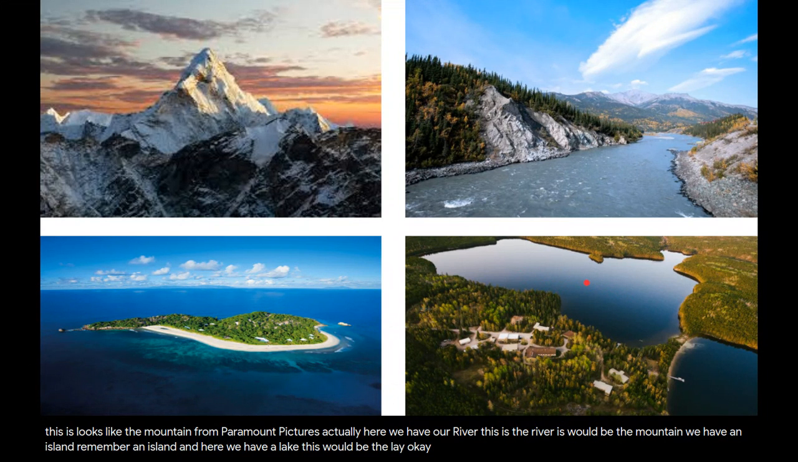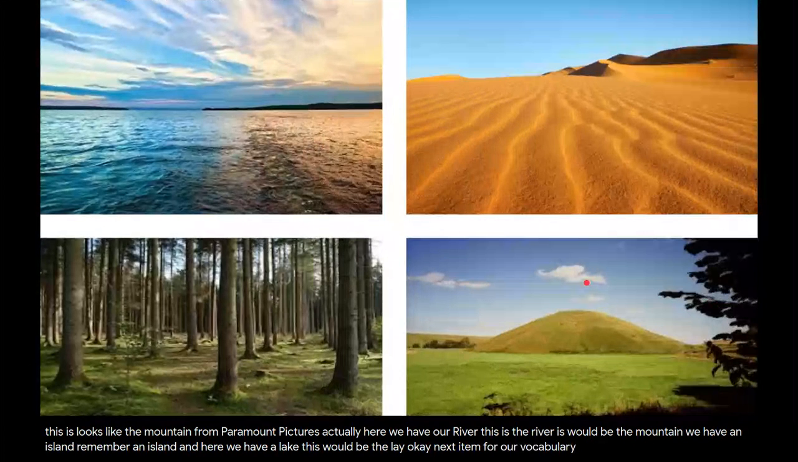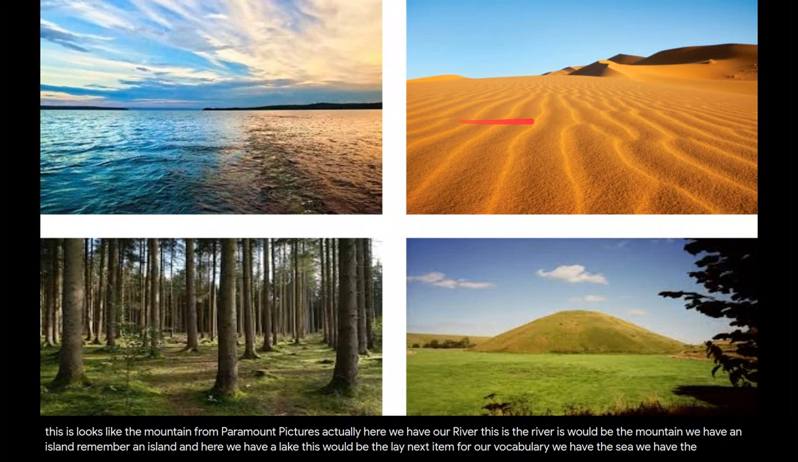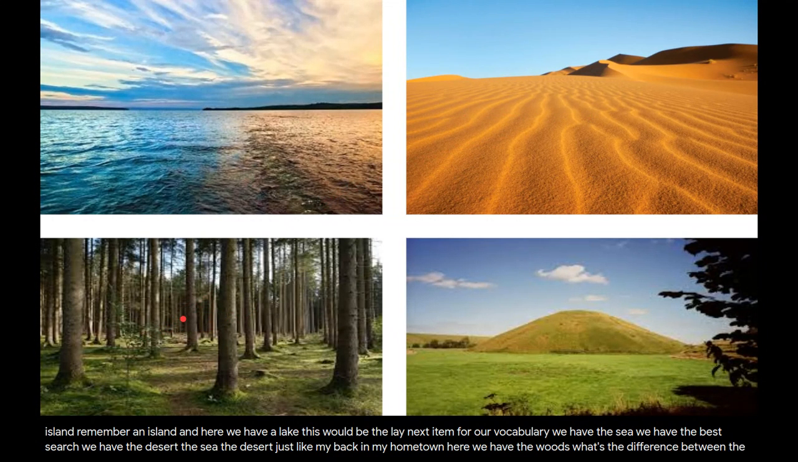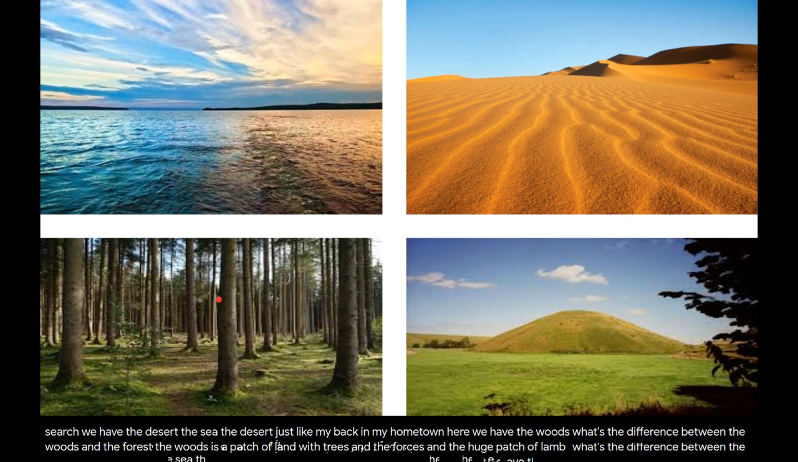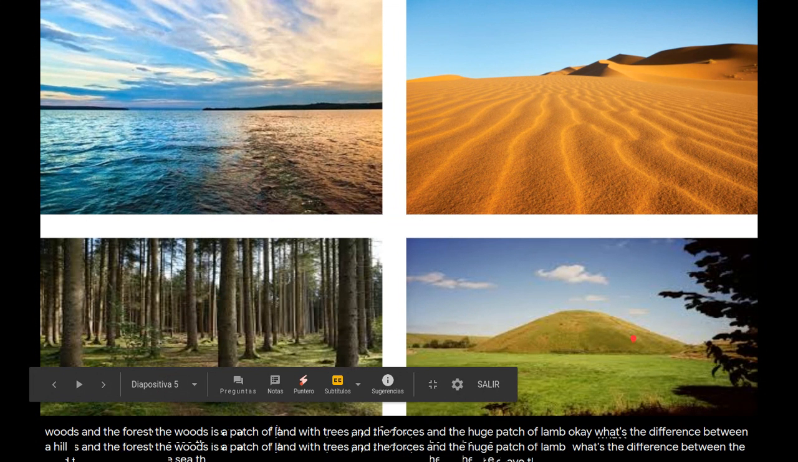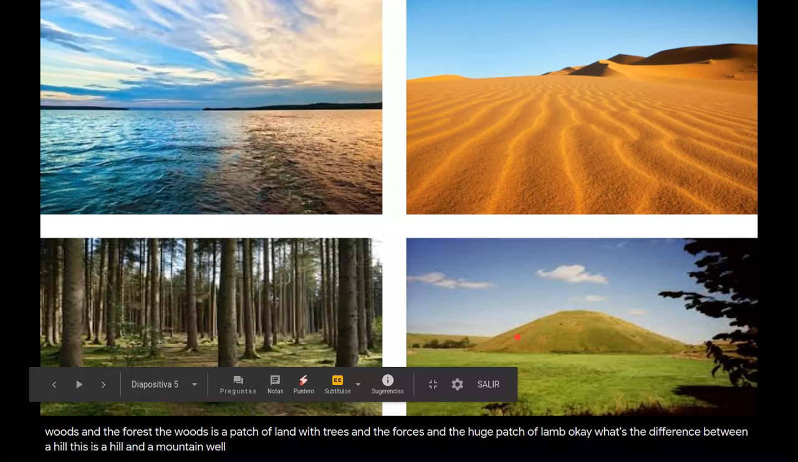Okay. Next item for our vocabulary. We have the sea. We have the desert, the sea. The desert, just like back in my hometown. Here we have the woods. What's the difference between the woods and the forest? The woods is a patch of land with trees, and the forest is a huge patch of land. Okay, what's the difference between a hill, this is a hill, and a mountain? Well, the hill is smaller. The mountain is quite big.